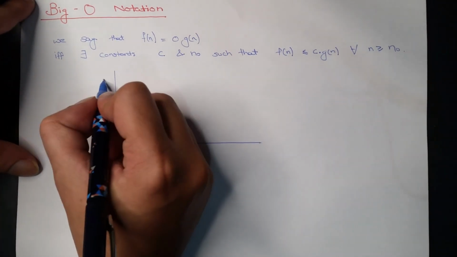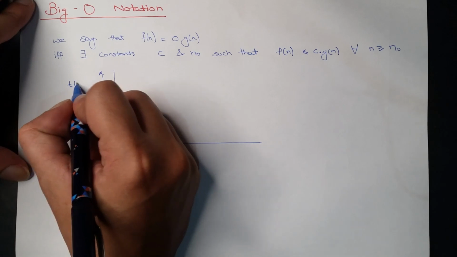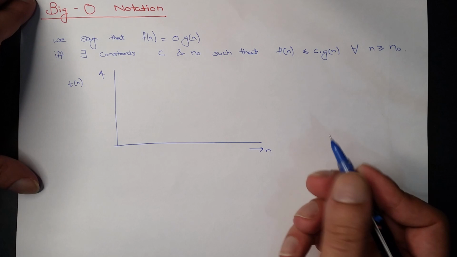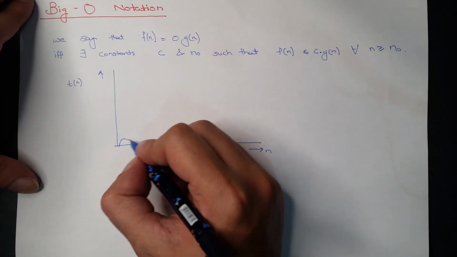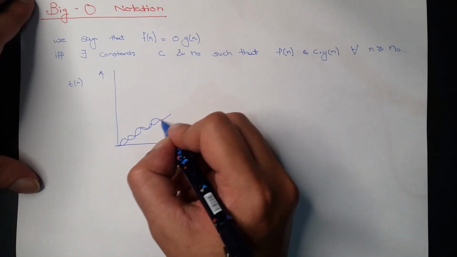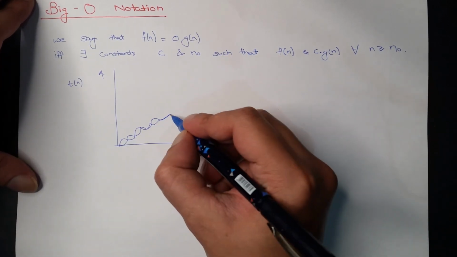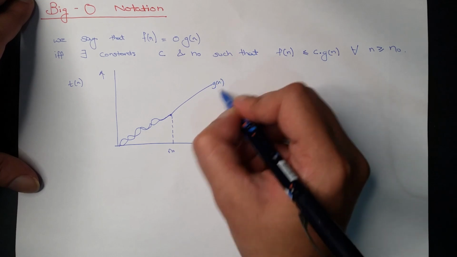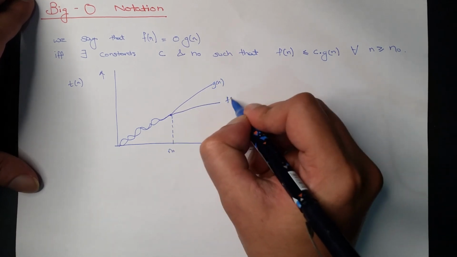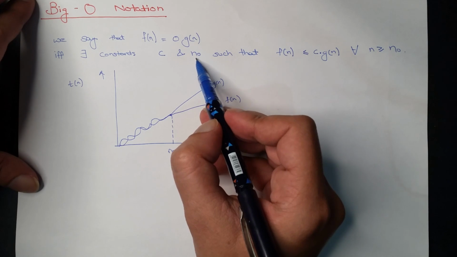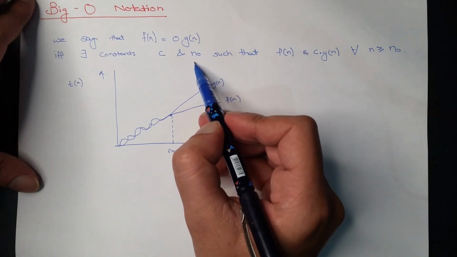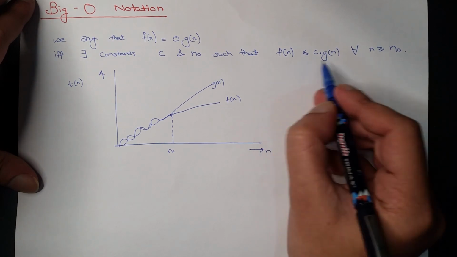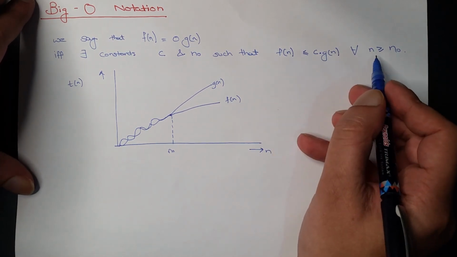let this side be time complexity and this side be input size. Then f(n) and g(n) are two functions which have any behavior up to a point n naught. After n naught, g(n) is always above f(n). So this n naught is the point after which behavior should not change. And we have to find a constant c such that f(n) is less than or equal to c g(n) for n greater than or equal to n naught.